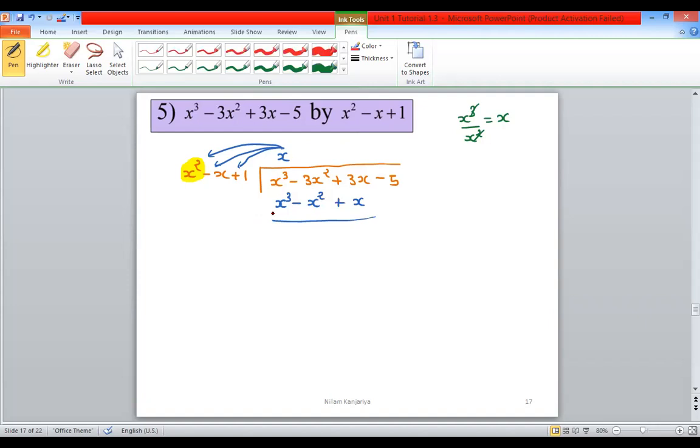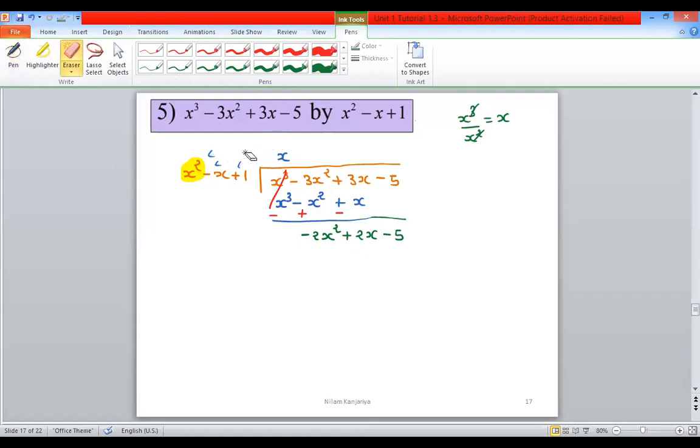Look at the signs. x cubed is positive, so it becomes negative. x squared is negative, so it becomes positive. This x is positive, so it will be negative. The x cubed cancels. Remaining is minus 3x squared plus x squared, which is minus 2x squared, 3 minus 1. Plus 2x. Then put the 5 below.